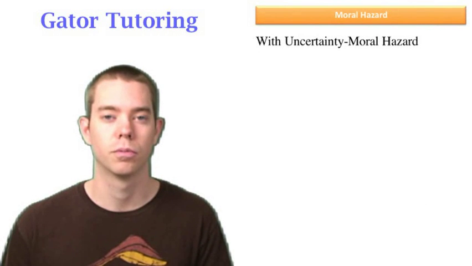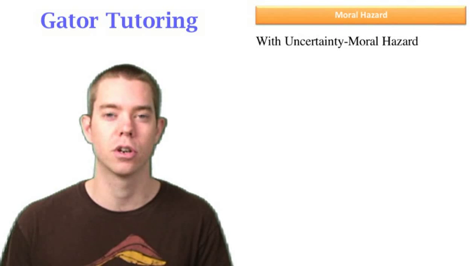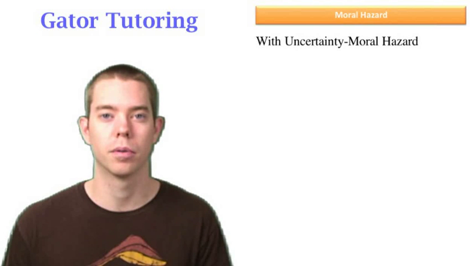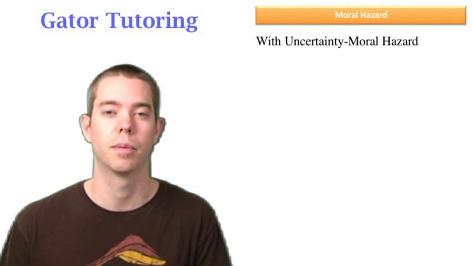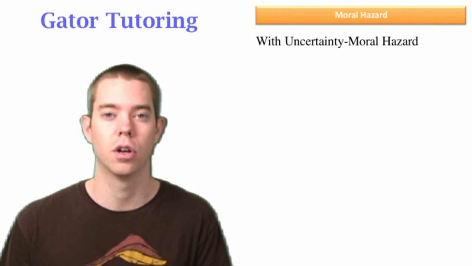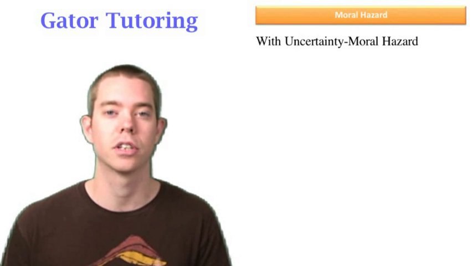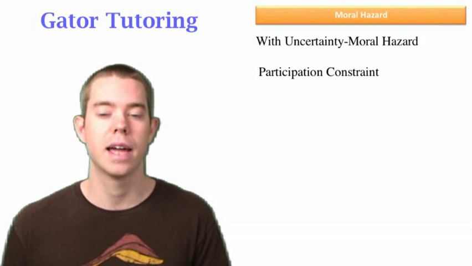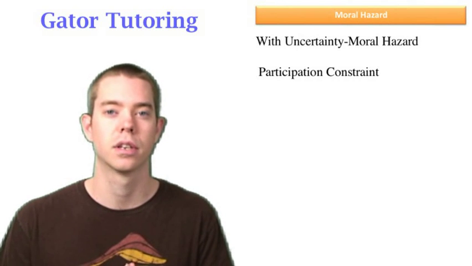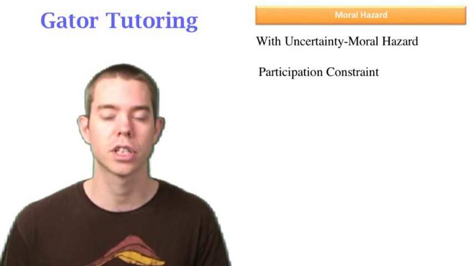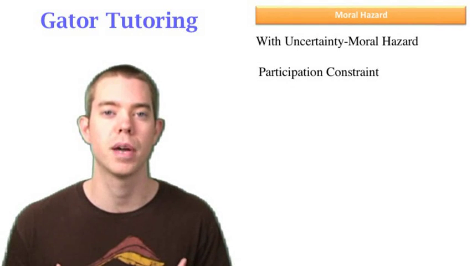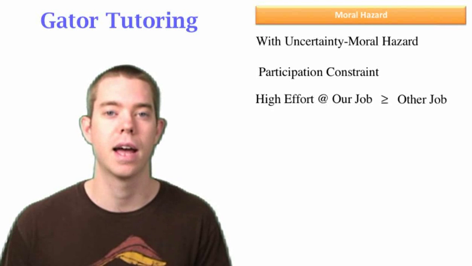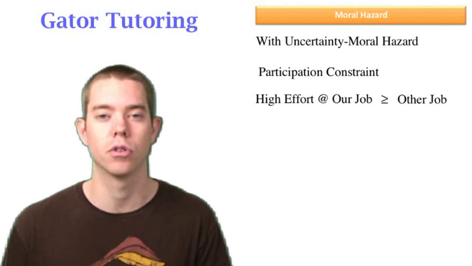Well, with uncertainty, we call that moral hazard. We don't know if he's going to work hard for sure. We know that we can incentivize him to do so based on the wage that he'll get if profits are high and the wage that he'll get if profits are low. So now we need to figure out the constraints. In this case, we have a participation constraint. This constraint is aimed at just making him work with us as opposed to his other job. So just like it sounds, participation, like, come participate in our firm. On the left side, we're going to be comparing high effort at our job, and we're going to want to make that greater than or equal to his other job.